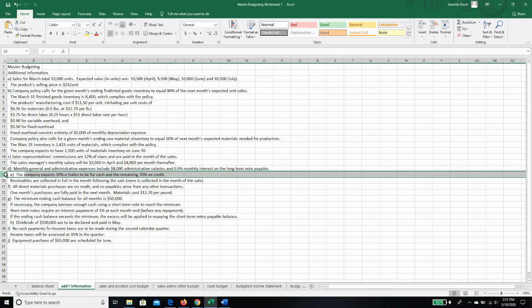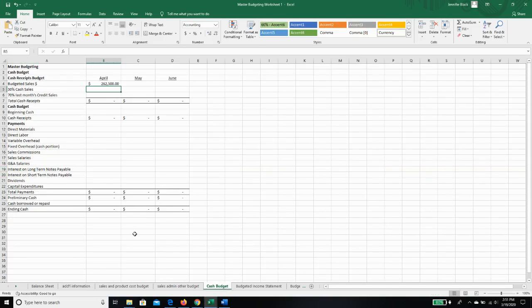Here we go. In E, it says the company expects 30% of sales to be for cash and the remaining 70% on credit, and receivables are collected in full in the month following the sales. Okay, so going over to our cash budget. So we're going to get 30% of this month's sales in cash this month. So I'm going to say plus my budgeted sales times 0.3. So I am going to collect in cash this month 30% of my current month's sales.